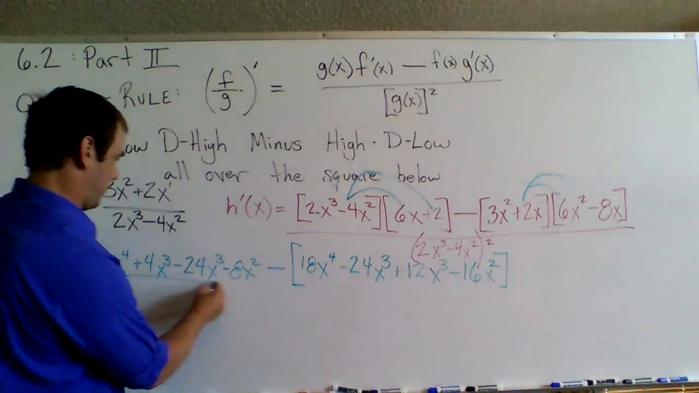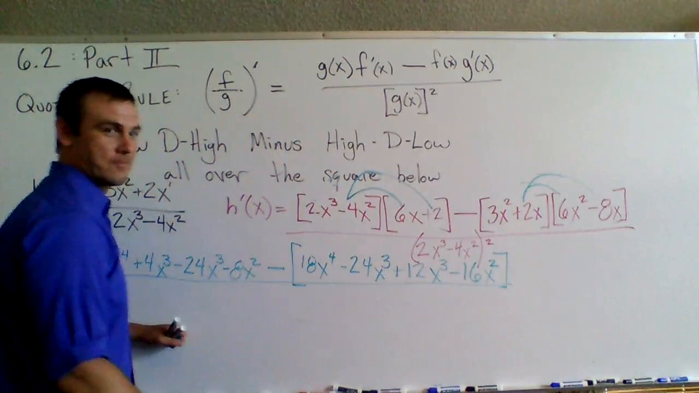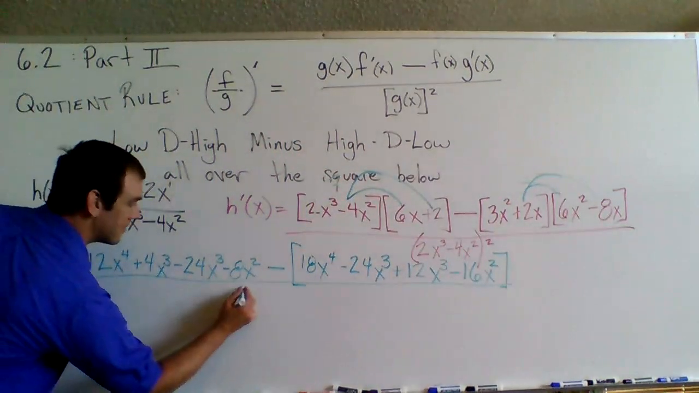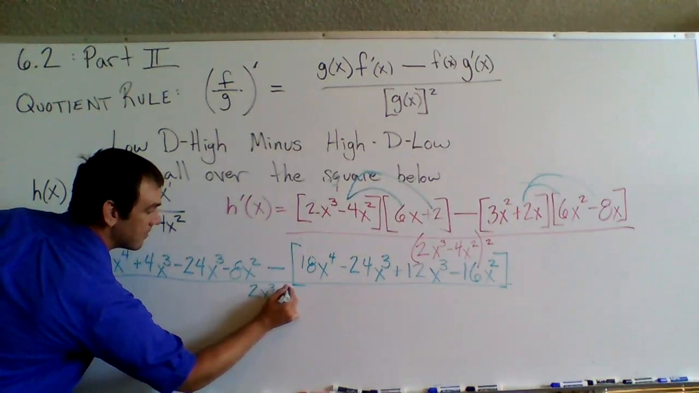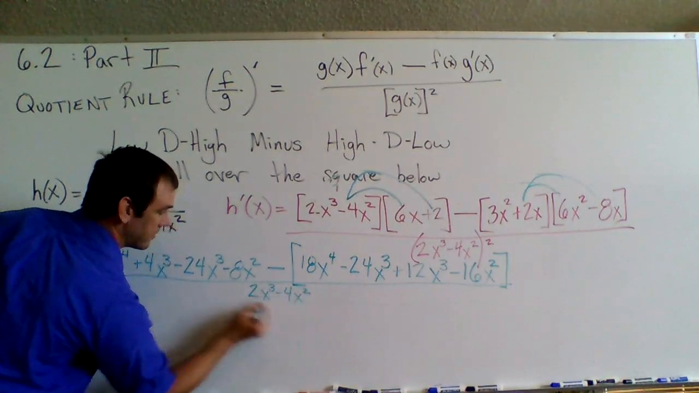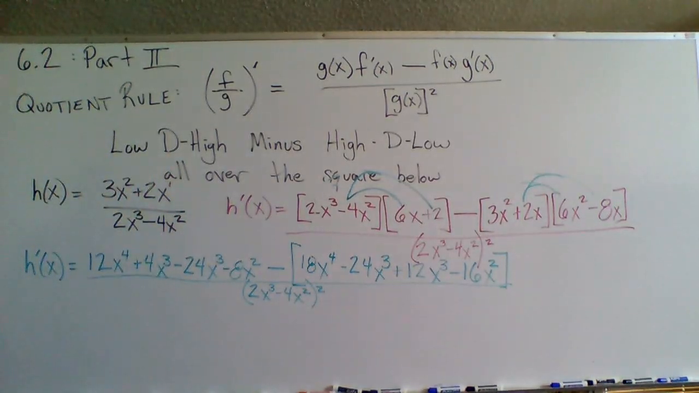Put a big division bar thing. Does that division bar have a special name? Mm-mm. No? I don't think so. Just big division bar. Alright. Okay, make sure you write your denominator. It's all squared yet. Oh, yuck. Woo!